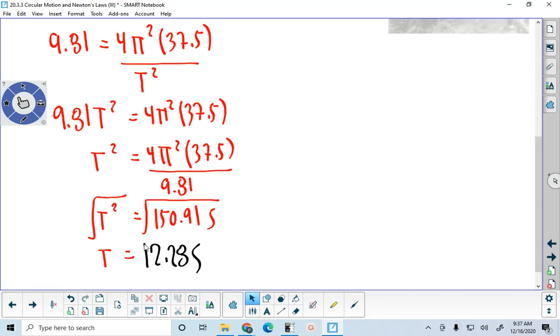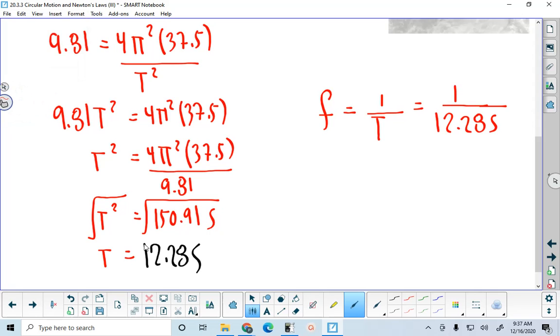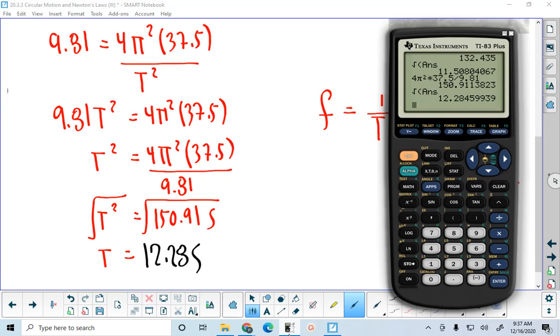The frequency is the reciprocal of the period. Period and frequency are reciprocals of each other, so we need to take 1 divided by that 12.28 seconds. And again, when you divide by seconds, you get units of per second, which are hertz. So the frequency is a very, very tiny number. It's only 0.081 hertz.